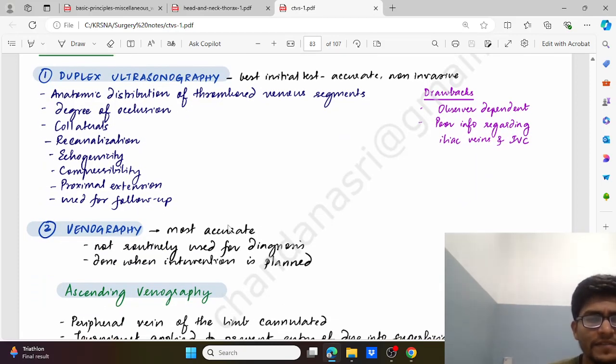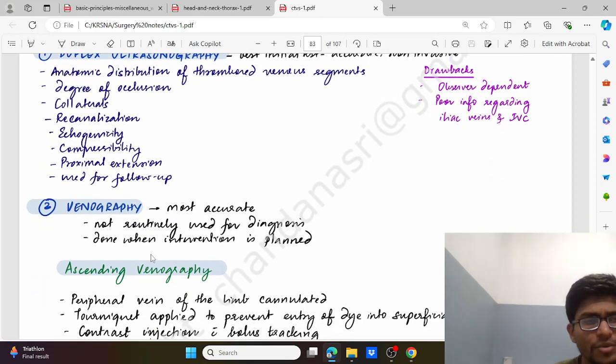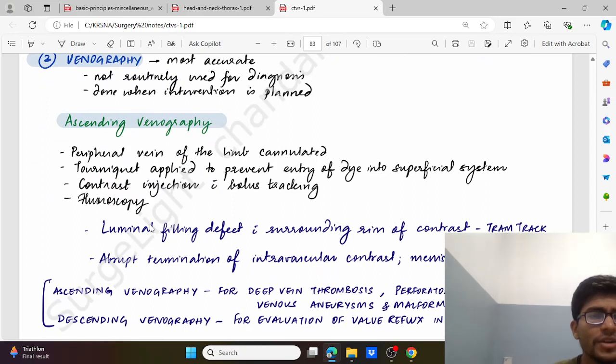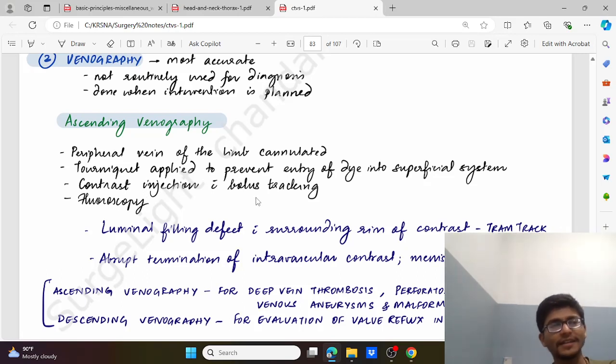Then we have venography, which is most accurate but is not commonly used. It is done when some intervention is planned. It could be ascending or descending. In ascending venography, the peripheral vein is cannulated, a tourniquet is applied to prevent the entry of dye into the superficial system, and contrast is injected with bolus tracking, and we visualize under fluoroscopy.